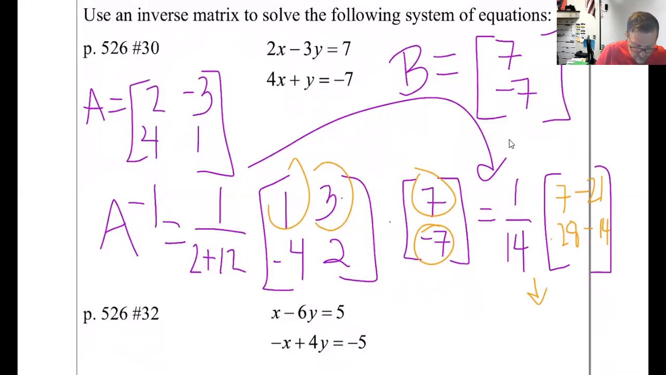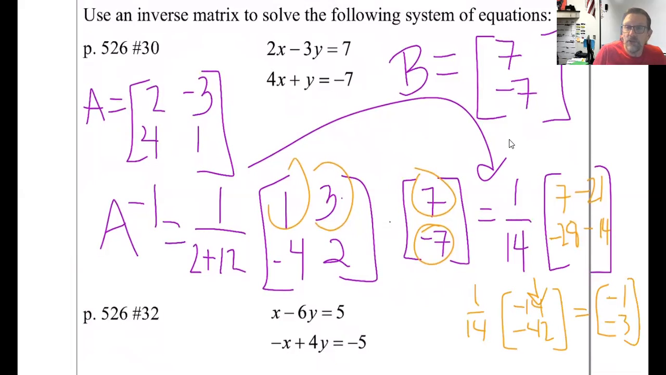So 1/14 of -14, and remember this is -28 and -42. So I'm going to have two answers: -1 for my X value, and then -3 for my Y value. To write your answer, you should write it as an ordered pair. I'm going to put that right in here. Let's make it red so it stands out. So -1 is my X value, and -3 is my Y value. You take those numbers, plug them in.